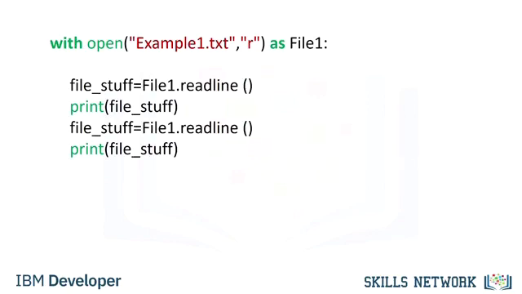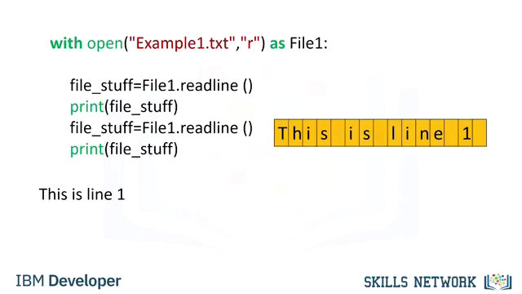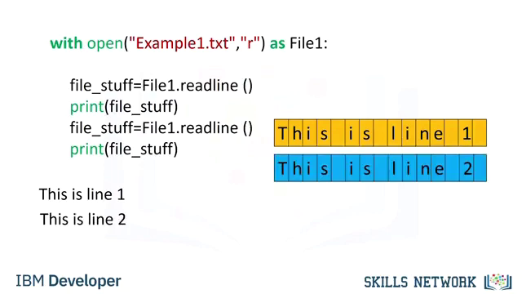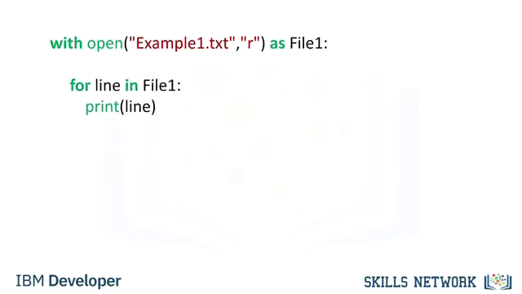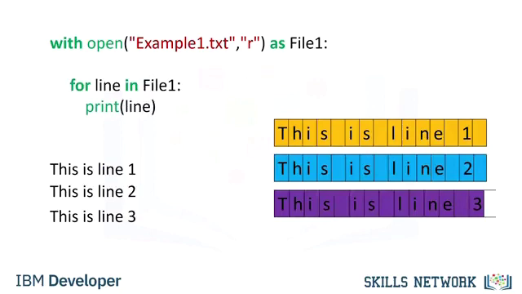We can use the method readline twice. The first time it's called, it will save the first line in the variable file_stuff and then print the first line. The second time it's called, it will save the second line in the variable file_stuff and then print the second line. We can use a loop to print out each line individually as follows.